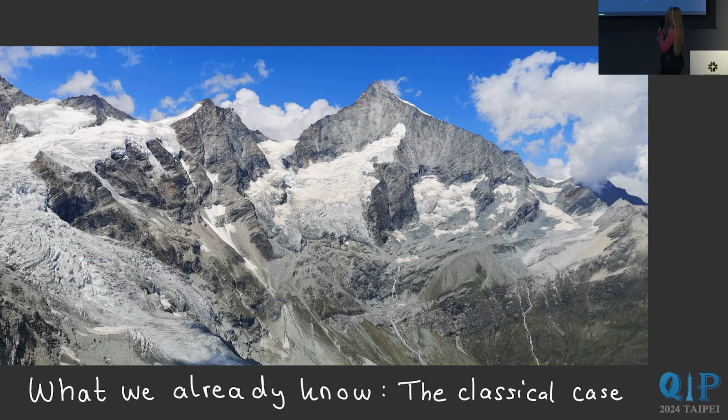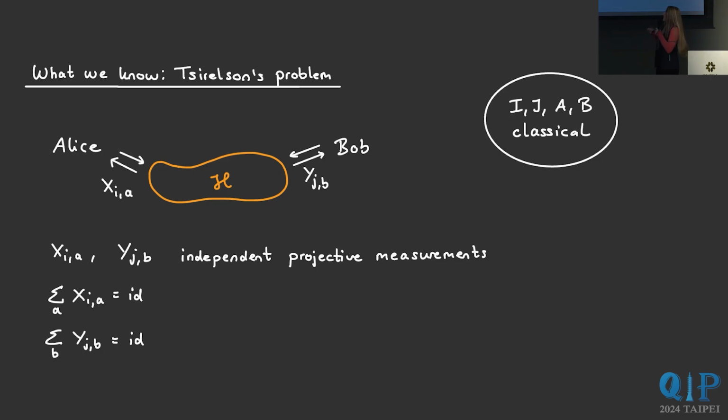And we already know something about the classical case. By the classical case, I mean that these input-output systems, I, J, A, B, are classical systems. Of course, we're still operating on a quantum system, on a Hilbert space. But now I, J, A, B are classical systems. And this is known as Tsirelson's problem. He posed the question that I will phrase now.